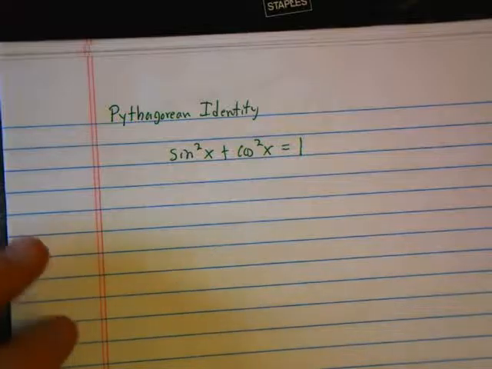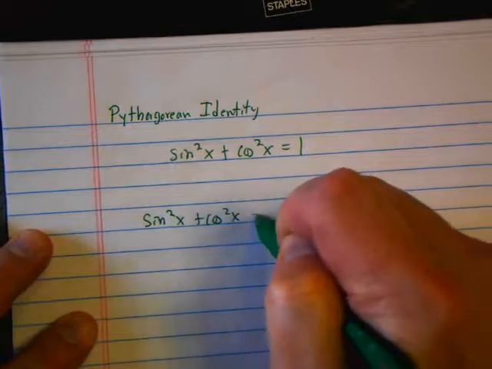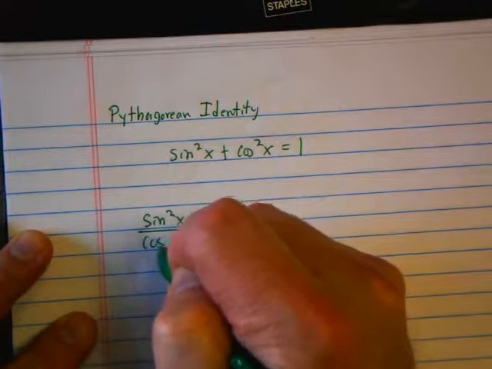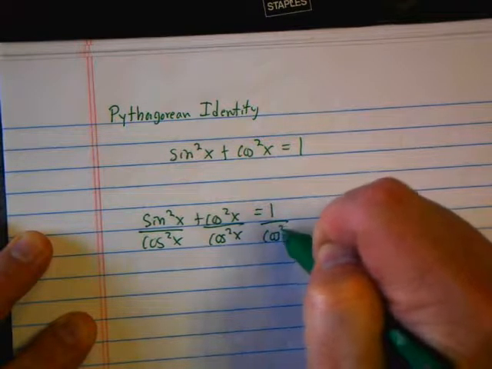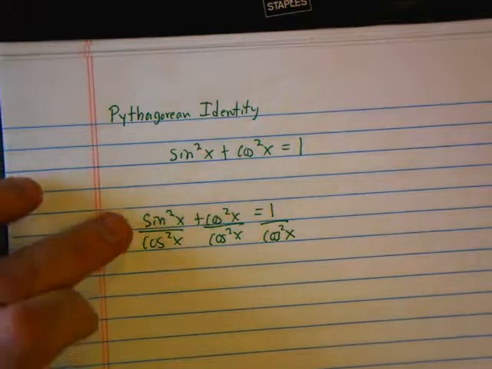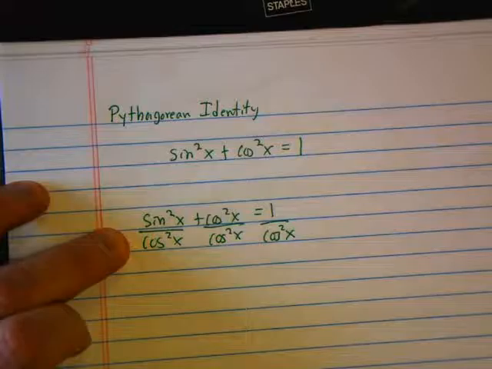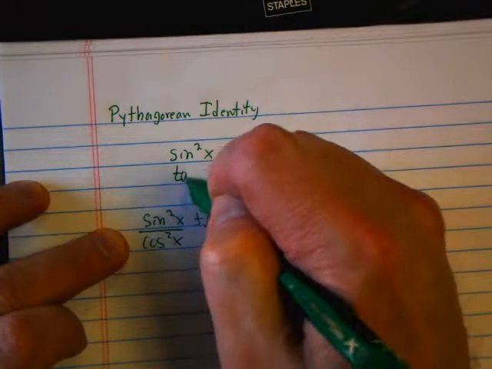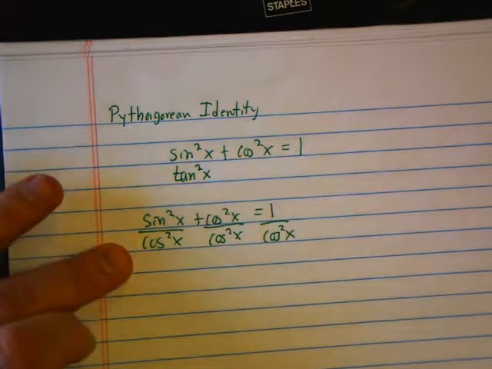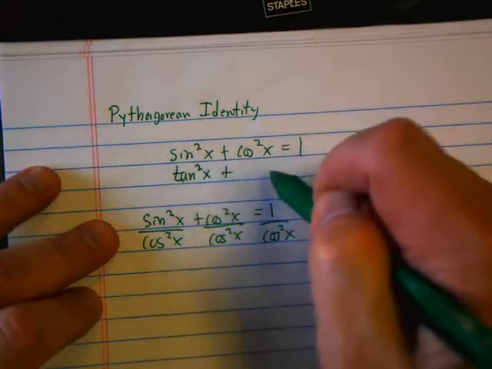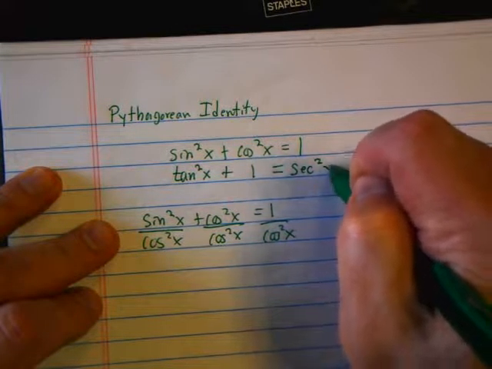What if I were to take this nice identity and divide everything by cosine squared? I would be left with tangent squared x. Sine divided by cosine is tangent, so sine squared over cosine squared is tangent squared, plus 1 equals secant squared x.